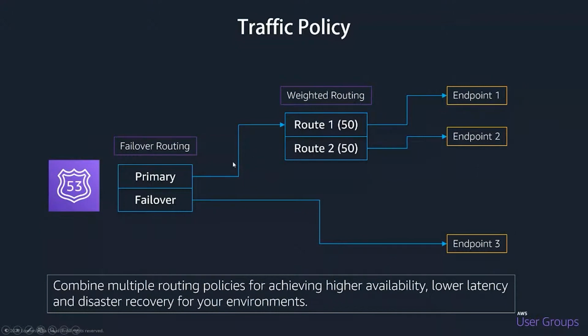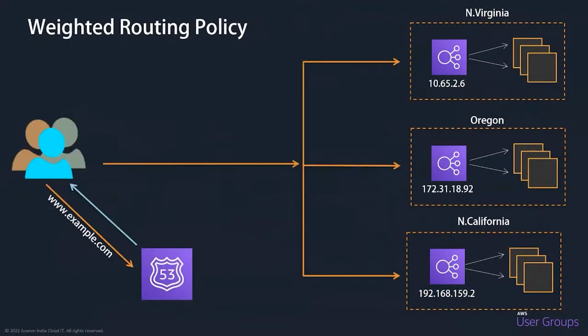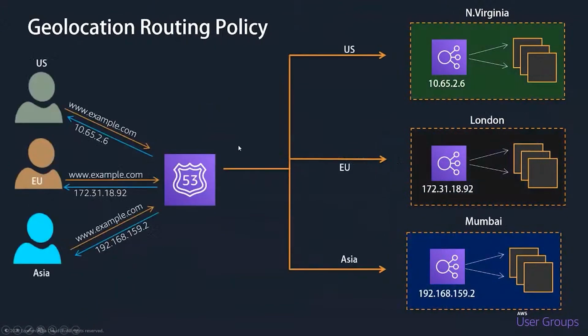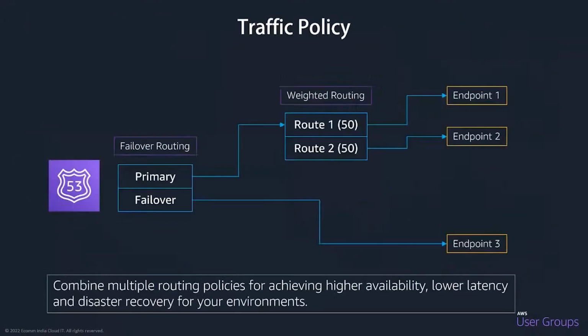Okay, now we talked about all of these different routing policies: simple routing policy, latency-based routing policy, weighted routing policy, geolocation policy, failover policy. You have the choice of either using these policies individually, or you can also chain them using something called traffic policy.